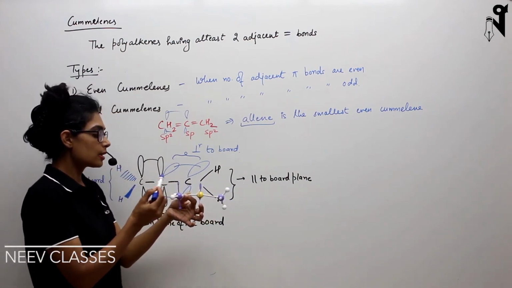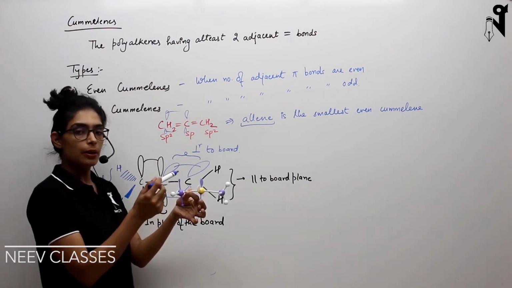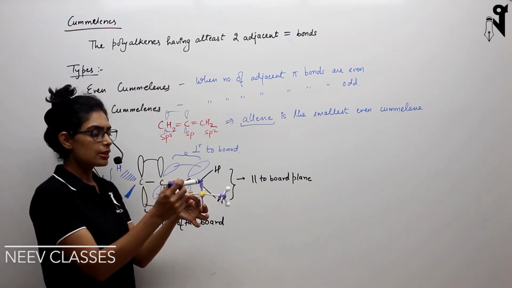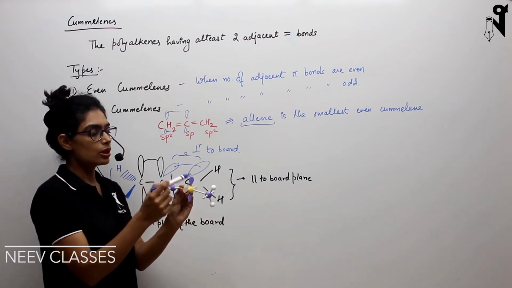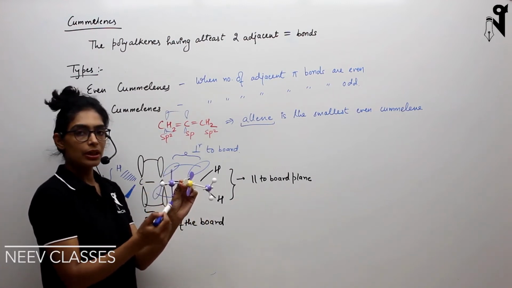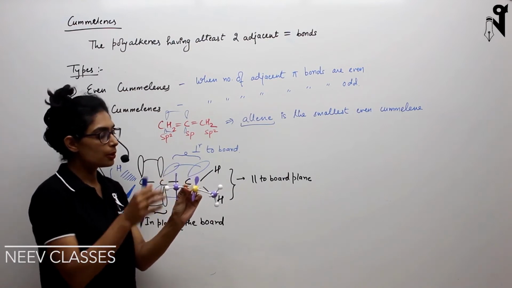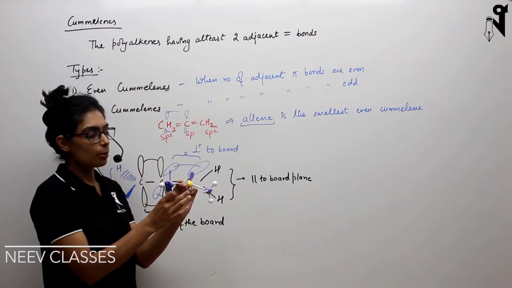Now this is a p orbital, assume, and this is another p orbital. I hope you can see this. This is another p orbital. So these will have an overlap. This and this will form one pi bond. So the purple thing is forming one pi bond.